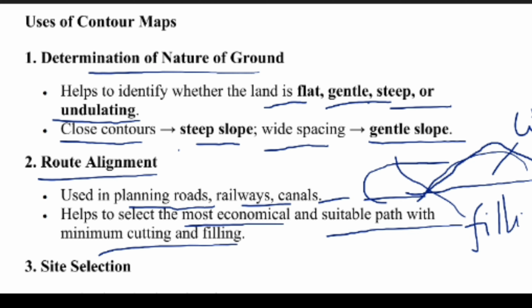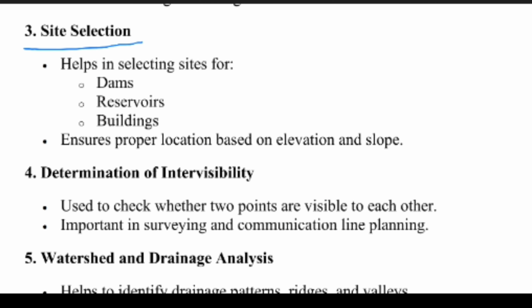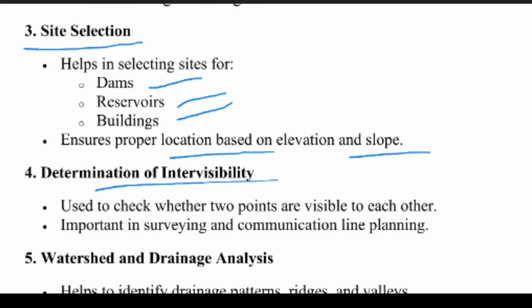Next, we can use it for selecting a site. It helps in the construction of dams, reservoirs, and buildings, and in finding the proper location with regard to elevation and slope. We can also determine intervisibility: if two points are invisible to each other, you can use the map to check. It is also important in surveying, to communicate the line with planning. This is the use of a contour map.